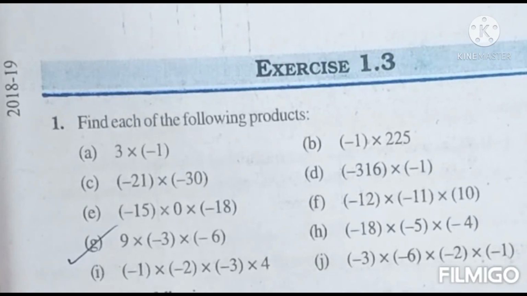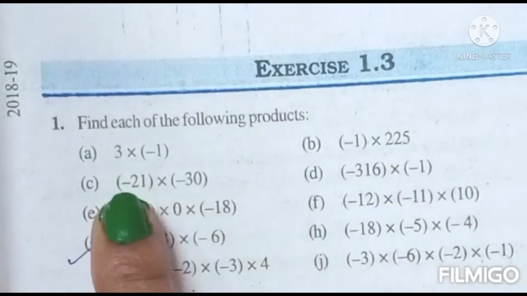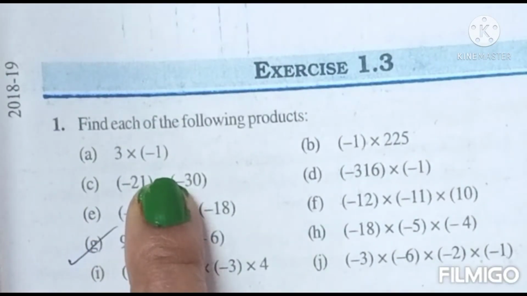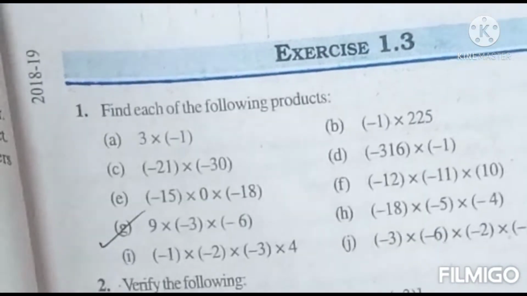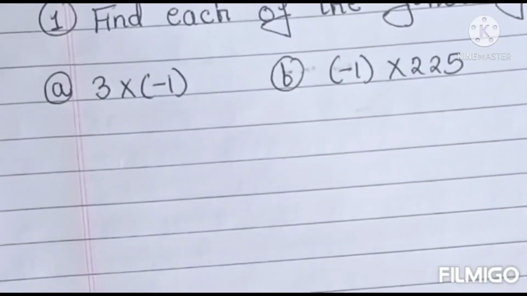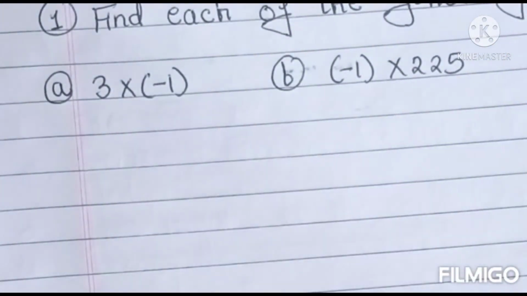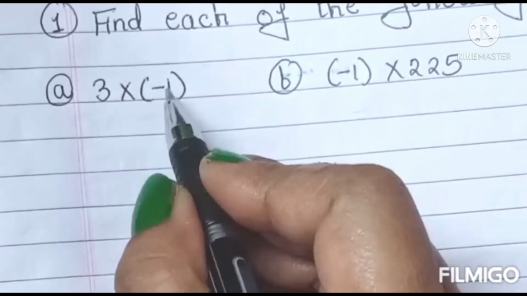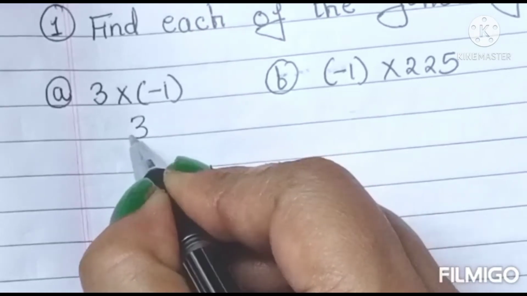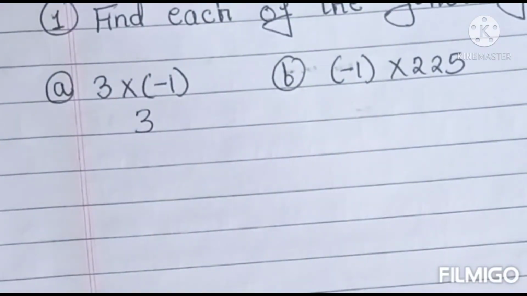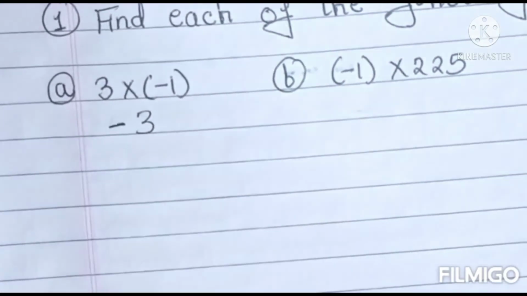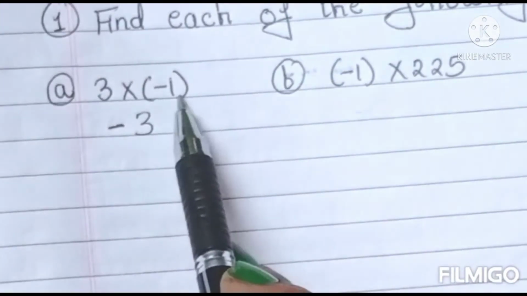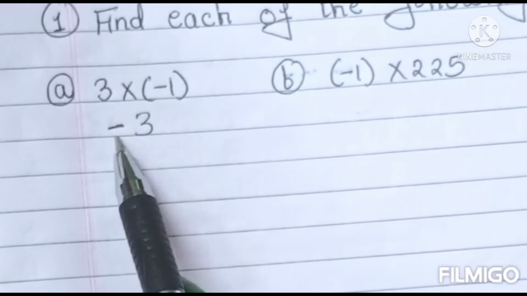So let us start. First one is 3 into minus 1. Okay, product means multiplication. So how we will solve it? Let us see. First one is 3 into minus 1. Product means multiplication means simply multiply. 3 ones are 3, and 1 minus sign is given. 1 minus sign means it will be minus 3. Okay, 3 ones are 3 and 1 minus sign is given, so it will be minus 3.